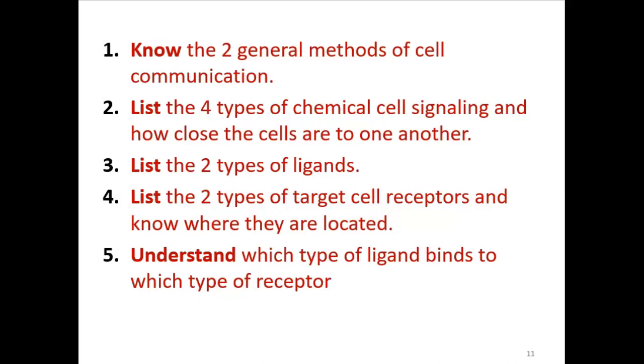Number 4, you should be able to list the 2 types of target cell receptors and where they're located. So a cell membrane receptor obviously is located in the cell membrane. An intracellular receptor could be in the cytoplasm or the nucleus. And then number 5 brings all of that together and asks you to understand which type of ligand binds to which type of receptor. A hydrophilic ligand binds to a cell surface receptor, whereas a hydrophobic ligand binds to an intracellular receptor.